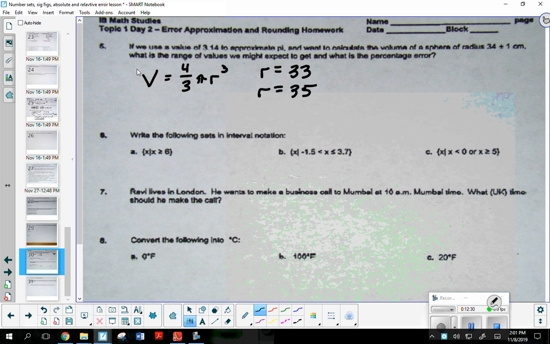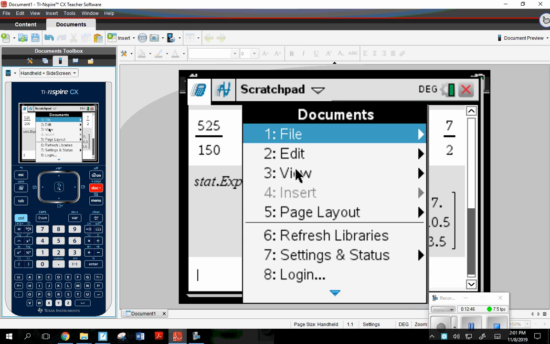Okay, and I believe what I did on this one was I went ahead and applied the 3.14 because that's what the problem had stated. So let's go ahead and calculate these values. So if we go ahead and use 33 with 3.14, let me get rid of all this.